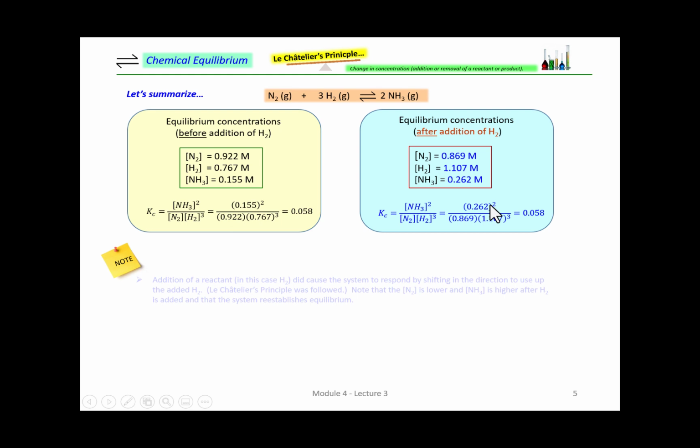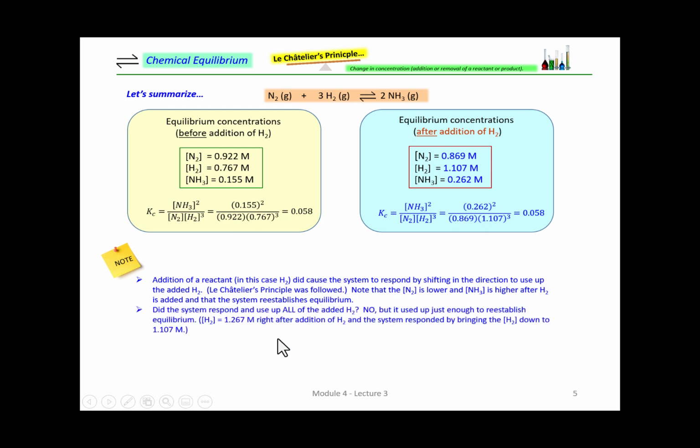So here are some things to note about this. Addition of a reactant, in this case hydrogen, did cause the system to respond by shifting in the direction to use up the added hydrogen. In other words, Le Châtelier's principle was followed. Note that the nitrogen concentration is lower and the ammonia concentration is higher after the hydrogen is added and the system reestablishes equilibrium. So remember, we added extra hydrogen and the system responded by using up some of that hydrogen, but it also had to use some nitrogen and produce some ammonia when we did that.